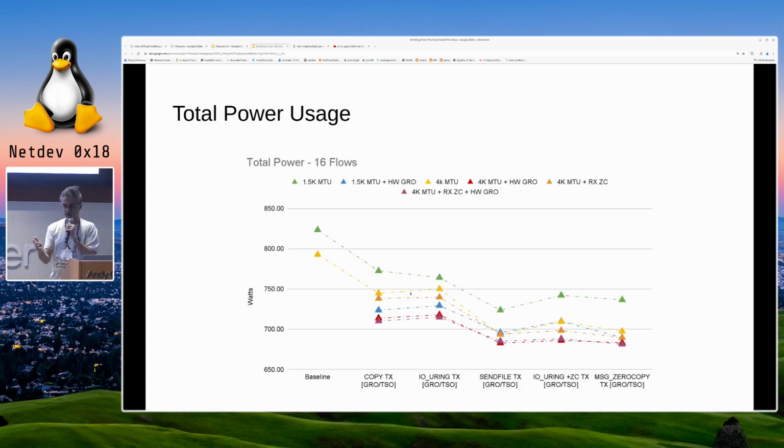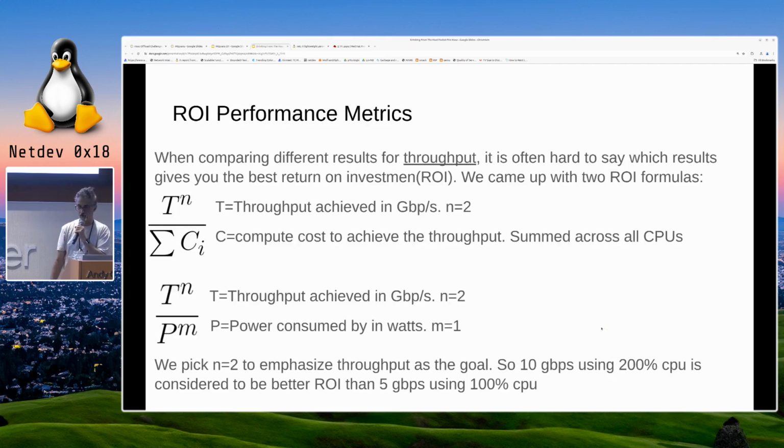So there's a lot of data, right? If I look at the total power usage again, you can see clearly that IO uring is consuming a lot more power than message zero copy, even though it consumed less CPU. So there's some mystery here, right? It was very hard to sift through this data. We came up with some formula on how to evaluate these things. So one is to say, I just want to look at it from a throughput perspective and how much CPU I'm consuming.